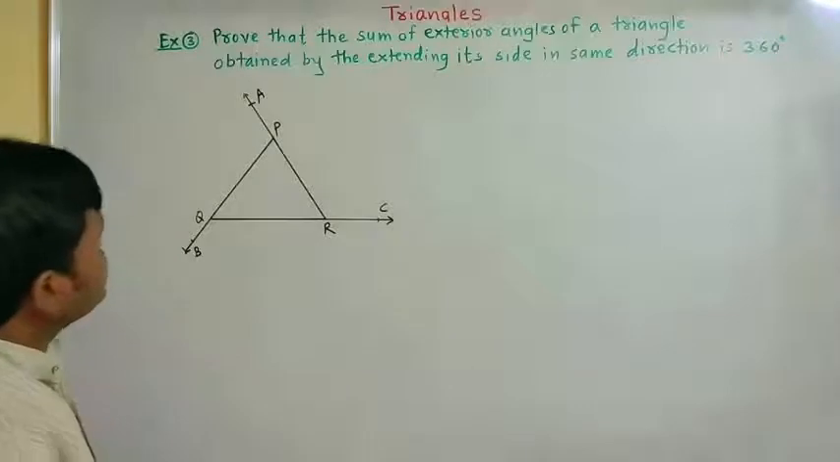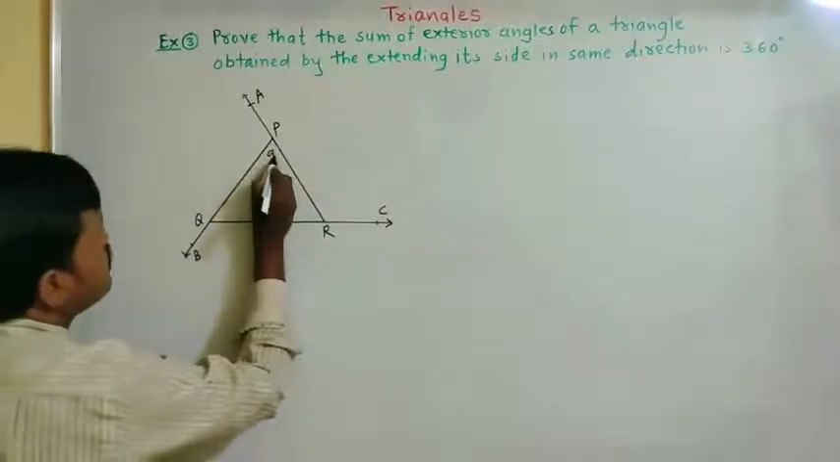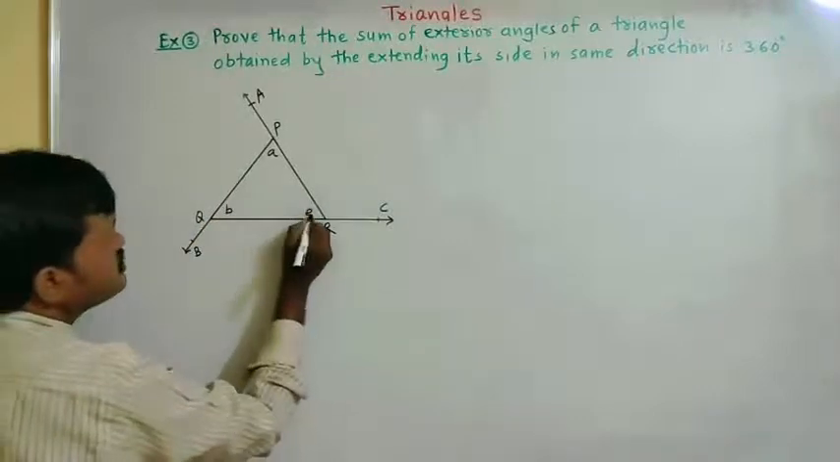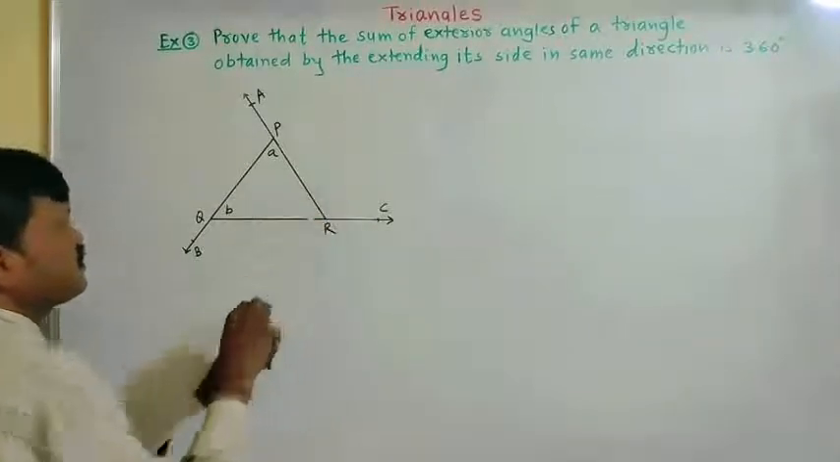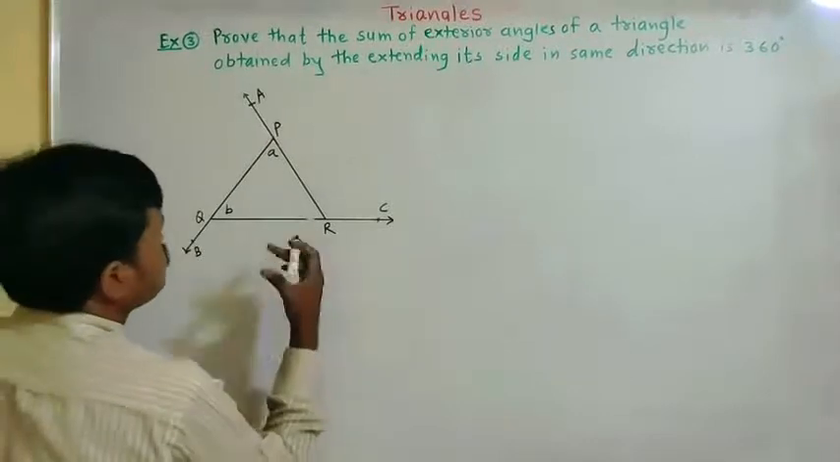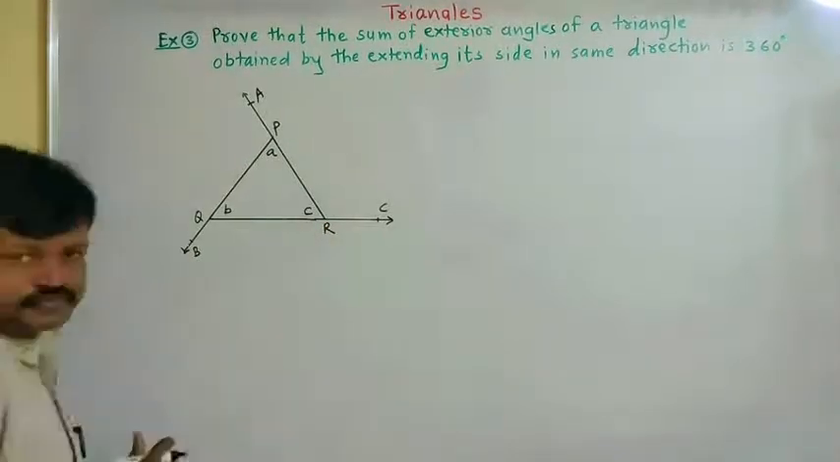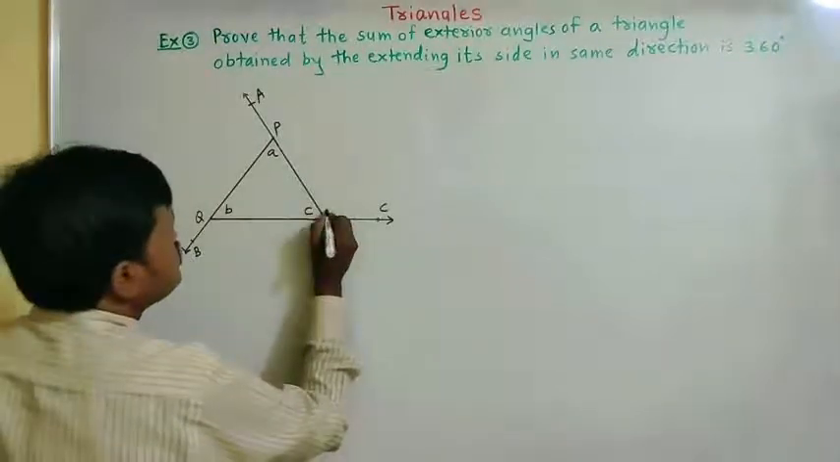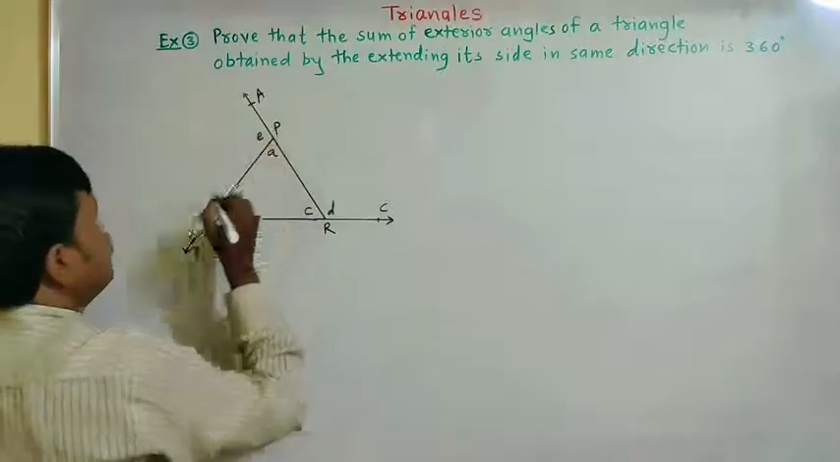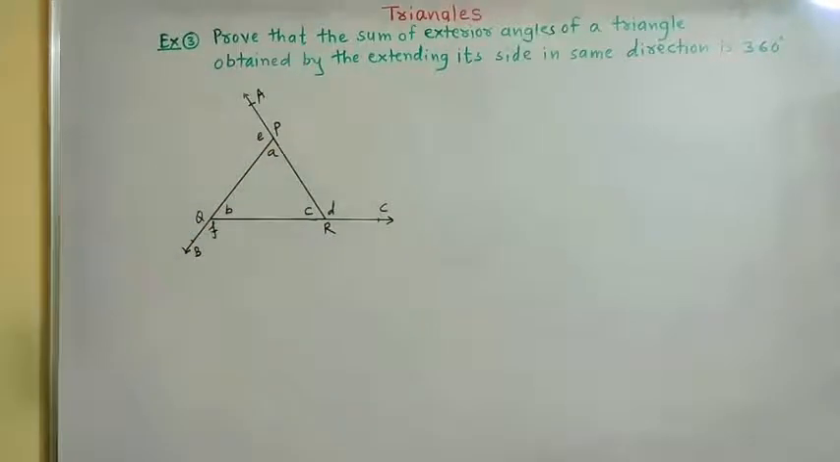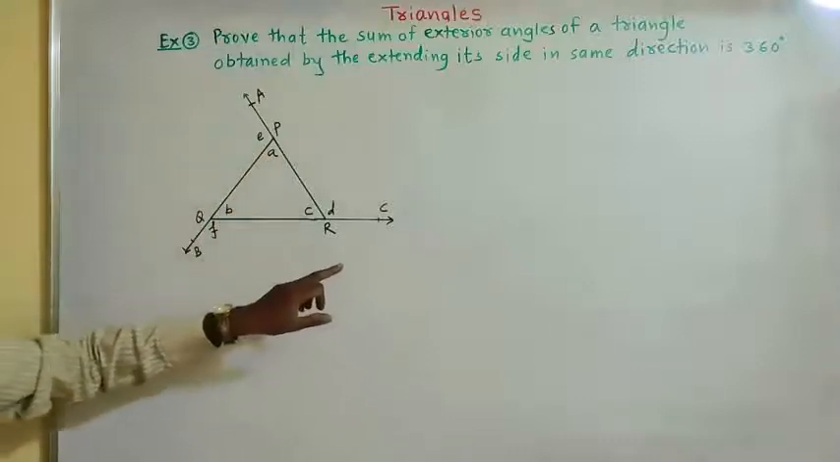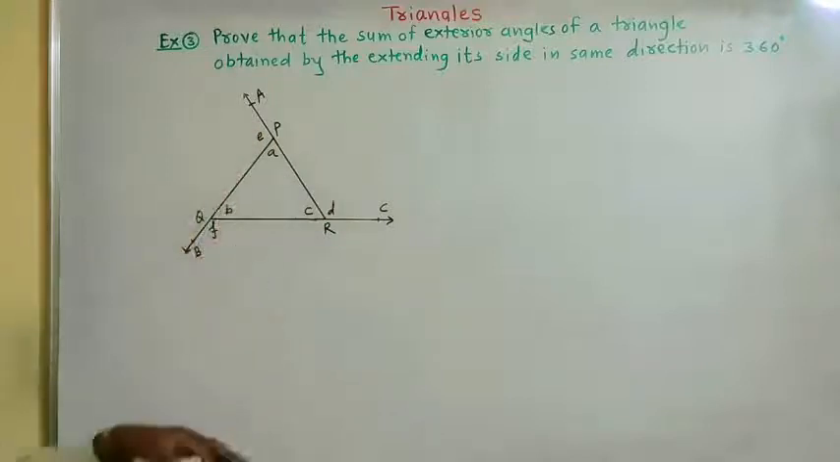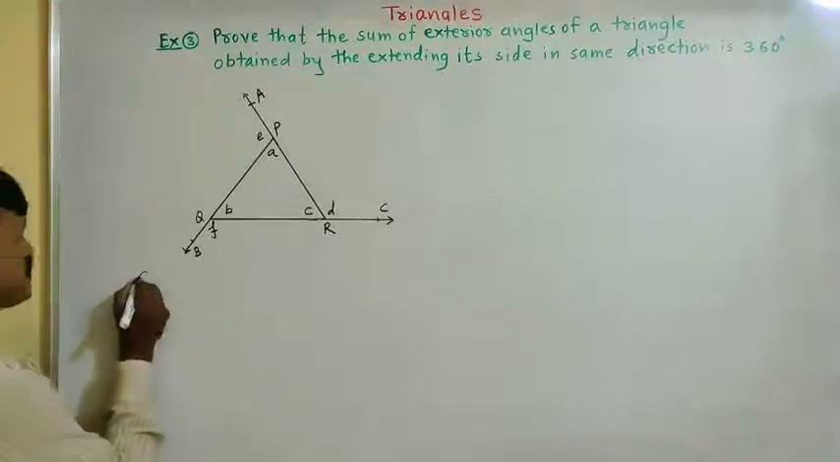And now the measures of these angles. This angle is measure A, this angle is B, this angle is C. And the exterior measures are D, E, F. So we write the measures of the interior angles as A, B, C, and the exterior angles as D, E, F. And we prove here that the summation of exterior angles is 360 degrees. So at first, here is the given part.